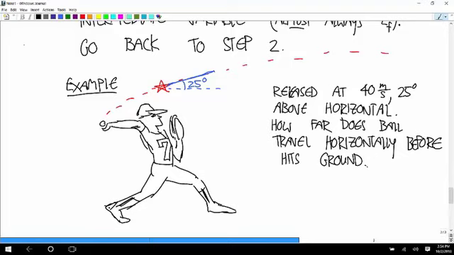Yes, I need to give you that information. So let's say that this height is 1.5 meters.